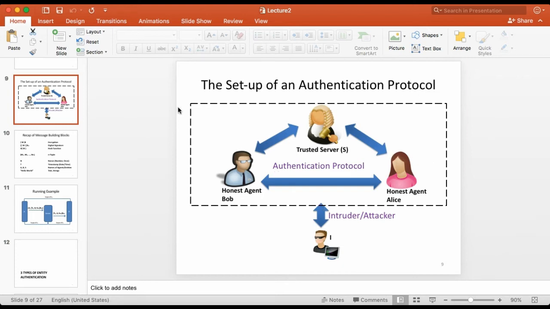For the moment, we are just going to be sitting within this box here, so we will assume that everything is normal and ideal, and therefore we're not looking at attacks at this stage.